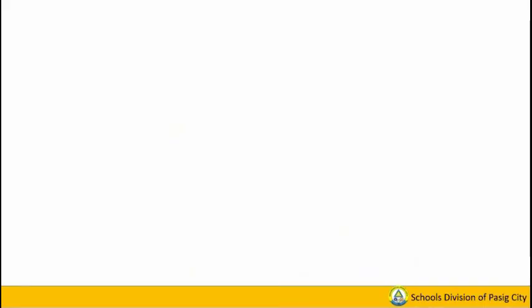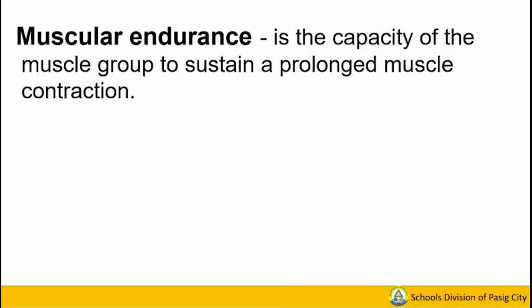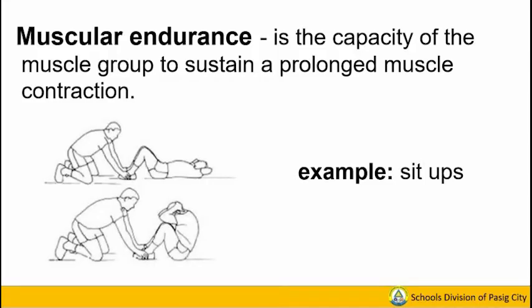The last component of health-related fitness is muscular endurance. It is the capacity of the muscle group to sustain a prolonged muscle contraction. You can improve muscular endurance by lifting weights with many repetitions or doing sit-ups. Measuring the number of sit-ups you can do correctly is used for fitness testing.